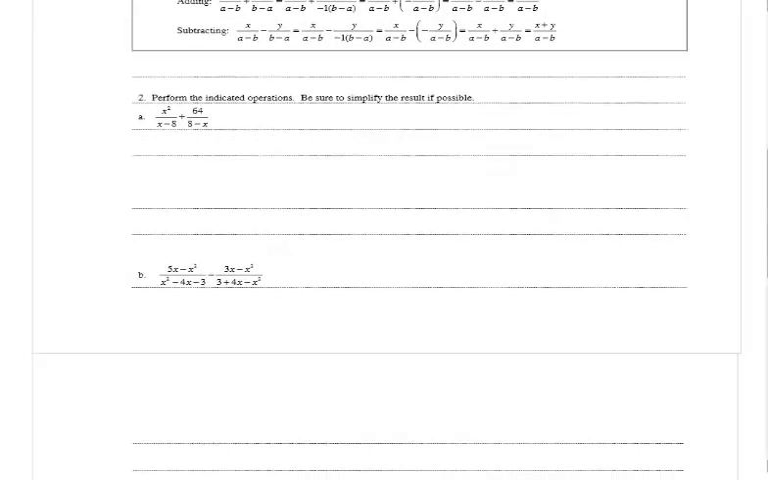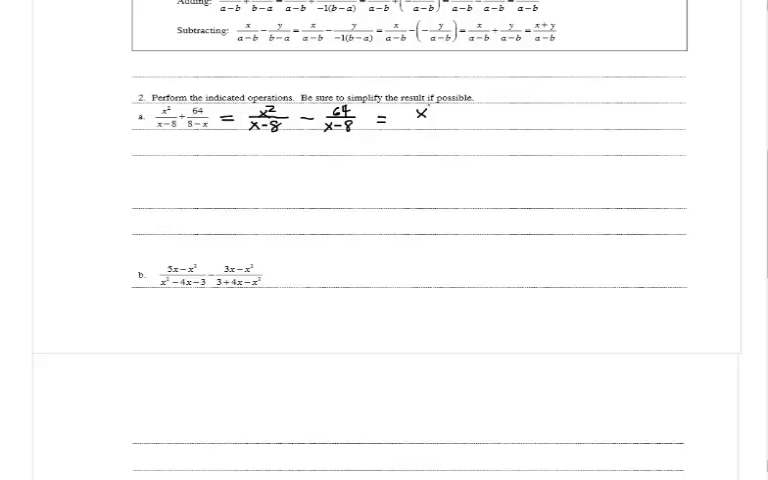We have to perform the indicated operations. Be sure to simplify the results if possible. So we have x squared divided by x minus 8 plus 64 divided by 8 minus x. And we just changed the sign of the operation when we factored a negative 1 out of the denominator of the second rational expression. So I can rewrite this as x squared divided by x minus 8 minus 64 divided by x minus 8. And now write it as one fraction.